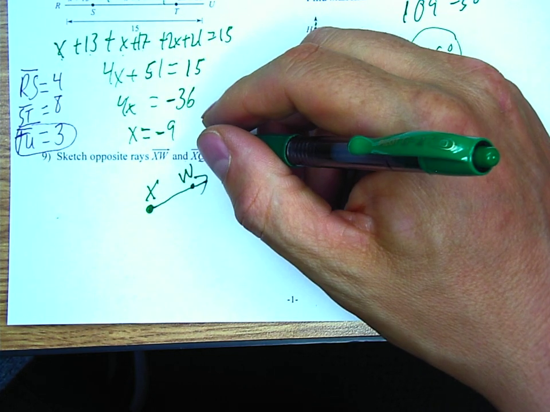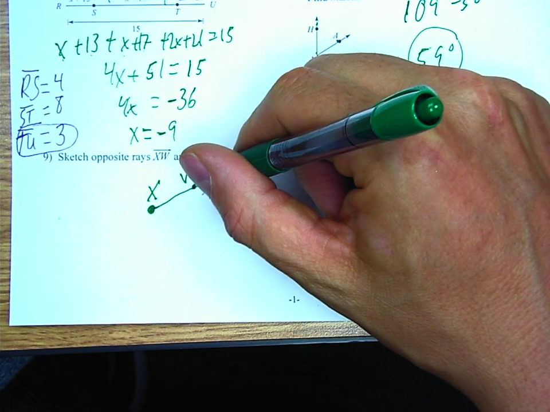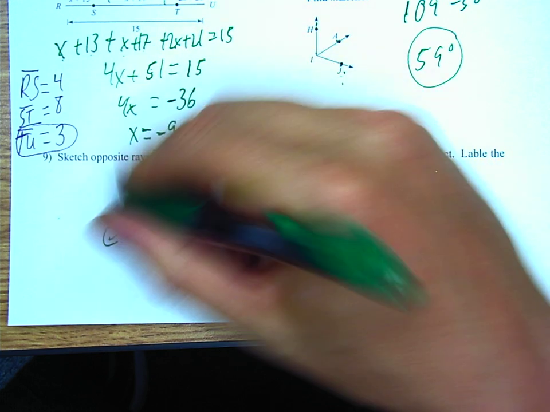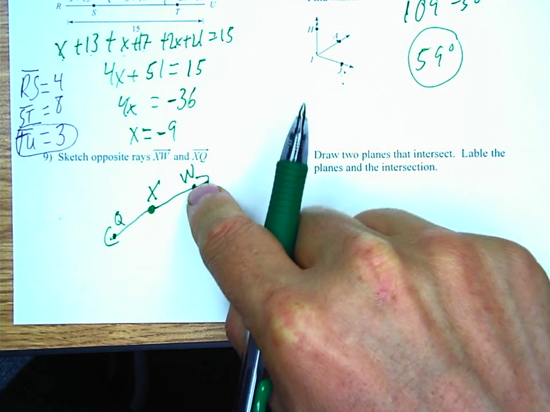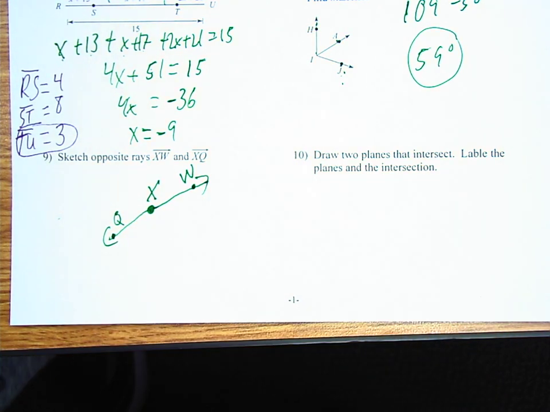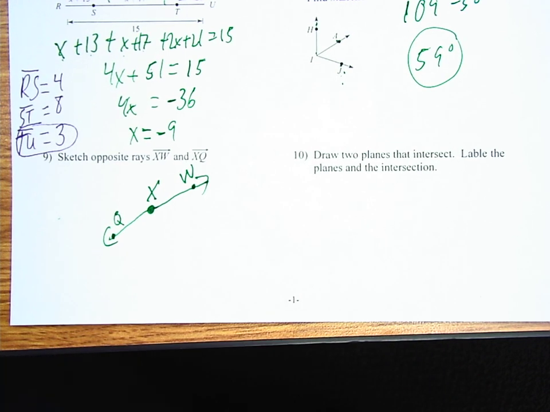Now because they're opposite, they form a line. So Q now, because I've decided I'm going towards the top right, Q will be pointing towards the bottom left. So this is line QXW, or WXQ. Opposite rays always form a line. So when we ask for opposite rays, we are asking for you to draw a single line.